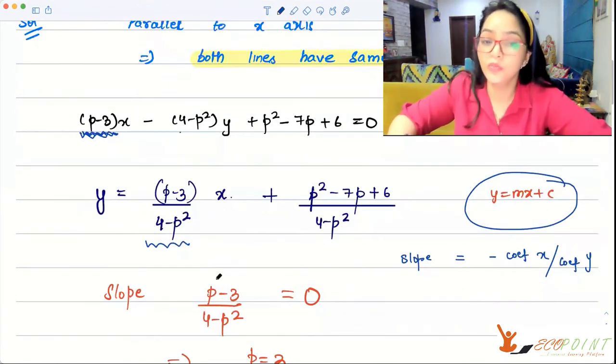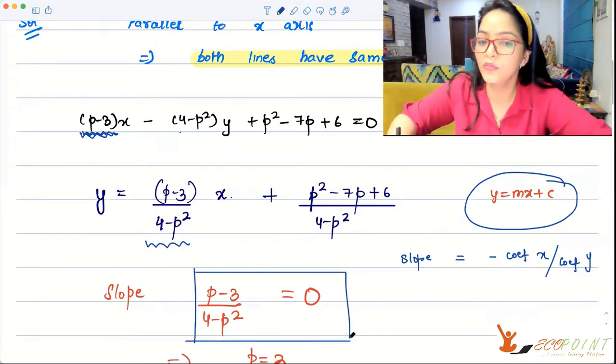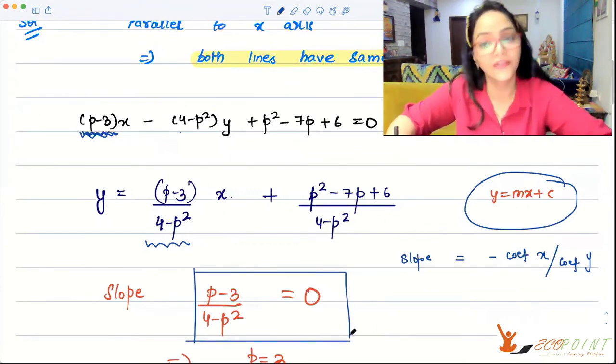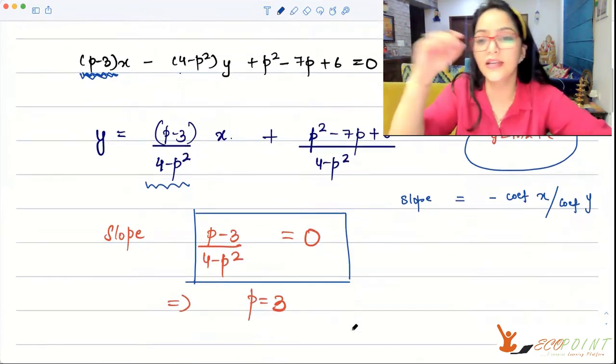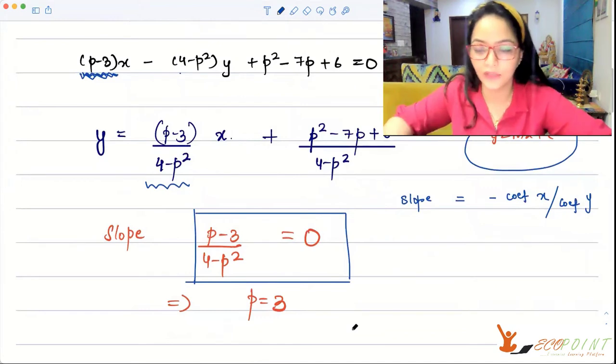And the slope should be 0. If it is parallel to the x-axis, this slope should be 0. And that's only possible when P is 3. So the answer to this question is that this is possible when P is 3. So that's what we get here.